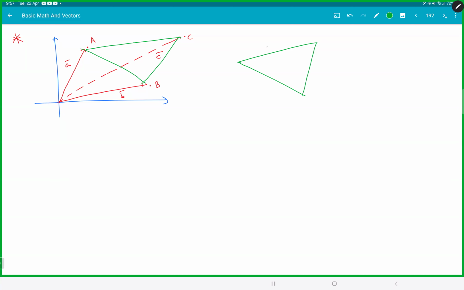So this will be C bar minus A bar, and this will be B bar minus A bar. So the area of the triangle formed by these 3 vectors will be half of C bar minus A bar cross B bar minus A bar. You can expand this.